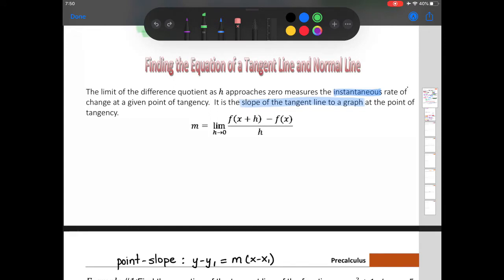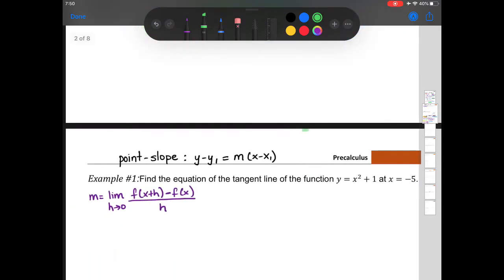So the point, usually the x coordinate is given to us, and then we can always find the y coordinate, right? And for the slope, we use the difference quotient here, which is this, right? We're all very well aware of how to apply it. So let's use this to do our example 1.